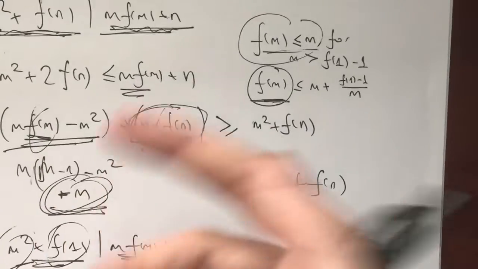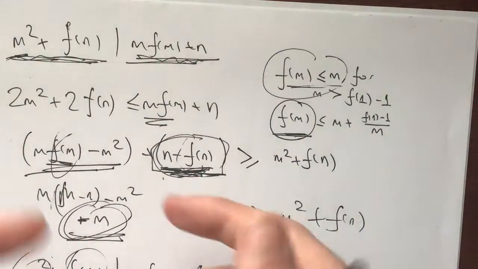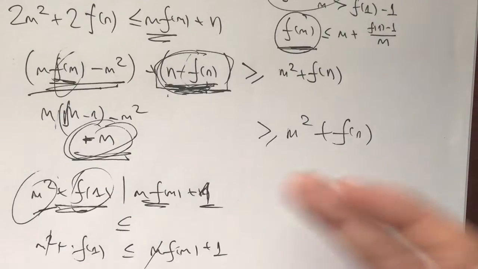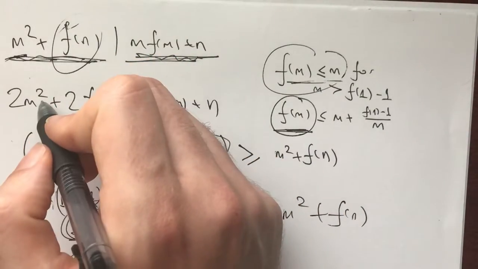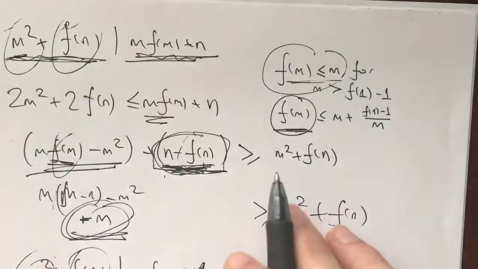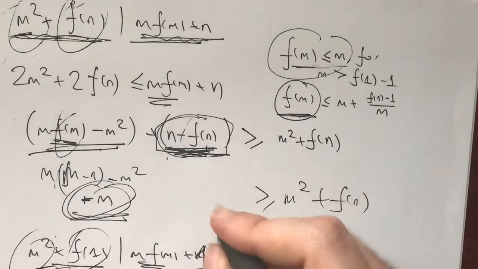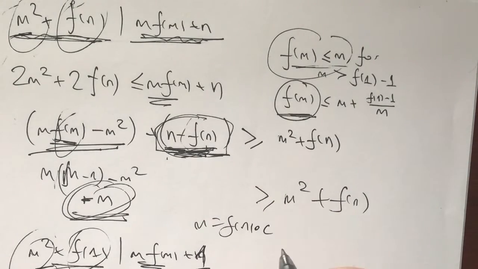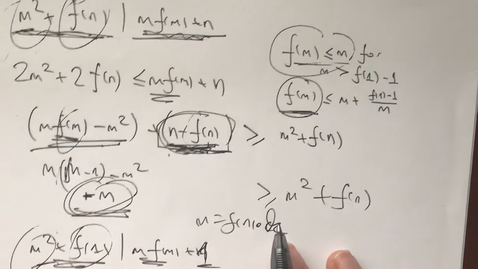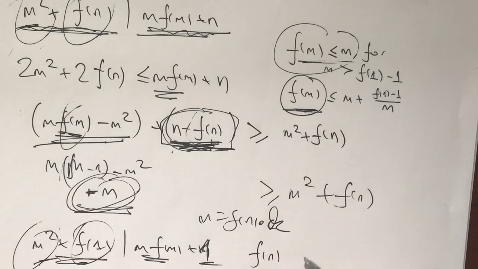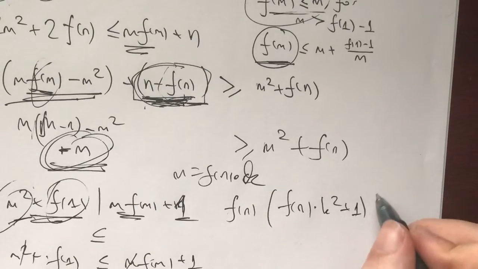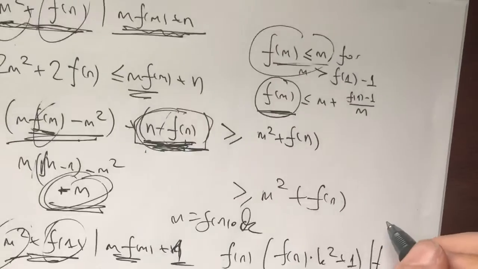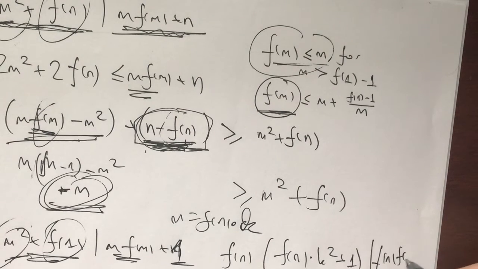But before I do that, let me give another sort of thinking of what we could have done. We could have said, hey, I have f of n here. Let me make f of n on this side. So I have a divisor. And now if I plug in, say, m is f of n times something, some constant, some k, that's a variable, we'll have f of n times k squared plus 1 divides f of n, f of n plus n.